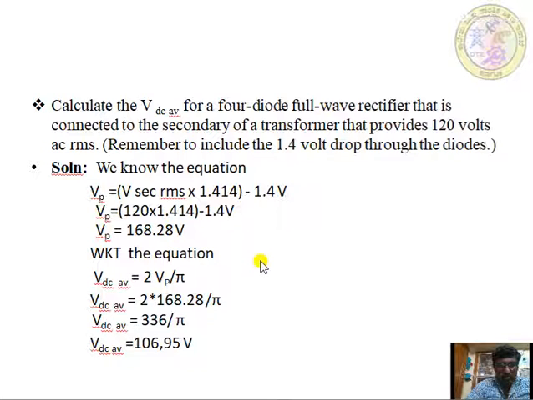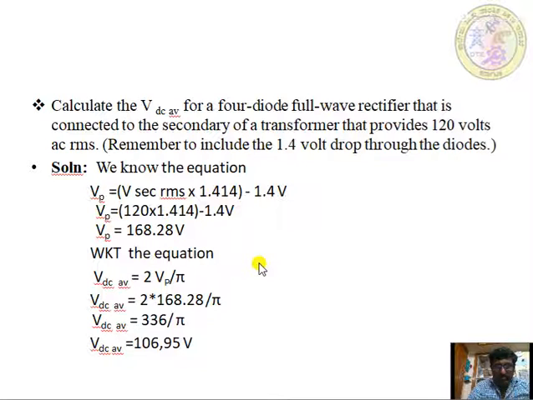Okay, so now we are going to this problem for a bridge rectifier. The given problem statement is: calculate the VDC average for a 4 diode full wave rectifier that is connected to the secondary of a transformer that provides 120 volts AC RMS, that is root mean square. Remember to include the 1.4 volt drop through the diodes.